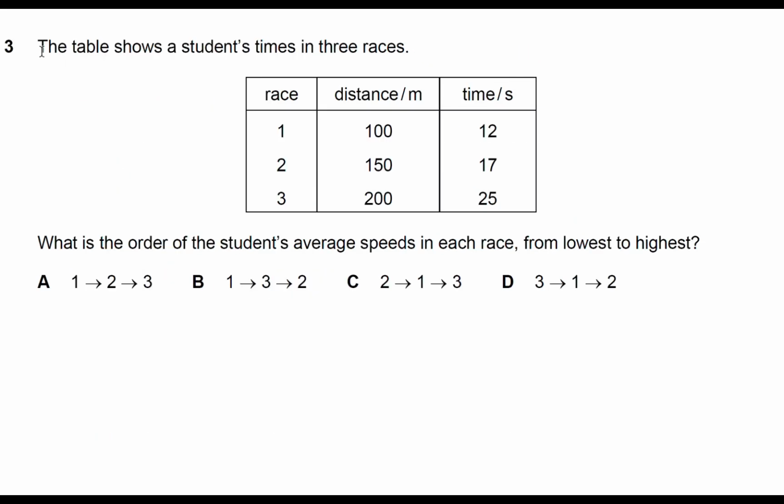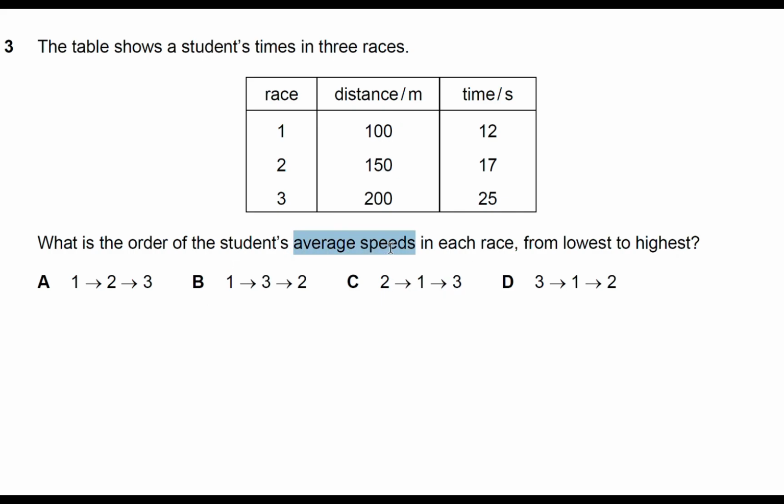Question number 3. The table shows a student's times in 3 races. Race 1, 2, 3. Distance in race 1 is 100, in race 2 is 150, in race 3 is 200. Time: race 1 is covered in 12 seconds, race 2 in 17 seconds, race 3 in 25 seconds. Now, what is the order of the student's average speeds in each race from lowest to highest?